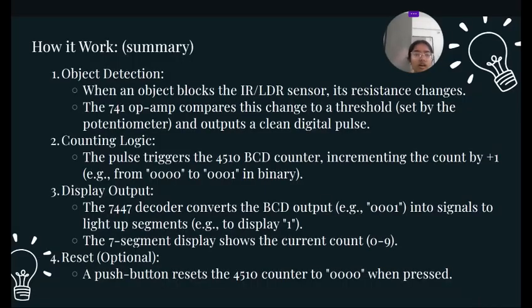So, this is how the digital object counter works. Summary of how the digital object counter works.